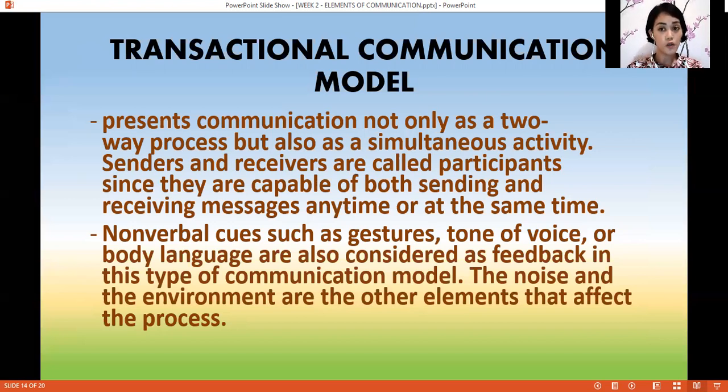So we have to be careful with how we do our gestures, our tone of voice. We should not shout. When our voice is in a high pitch, for example, "Hindi ko naman sinabi yun ah." Compared to, "Hindi ko naman sinabi yun." See, there is a difference. For the first one, it seems like you're irritated and you're already agitated. But for the second one, it's calm.